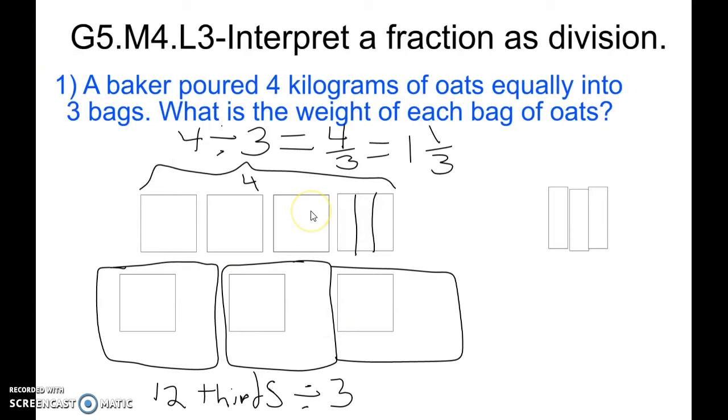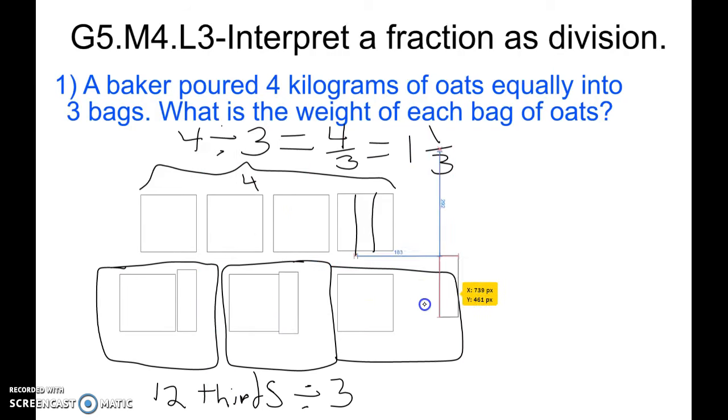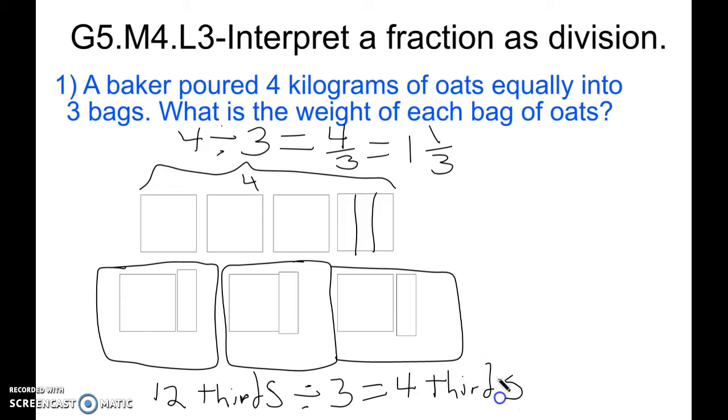and then each of them are going to get a third. And so each of them will get 3/3 plus 1/3, or 4/3 in unit form. And as we have already demonstrated, 4 divided by 3 equals 4/3 equals 1 1/3. So each bag will get 1 1/3 kilograms.